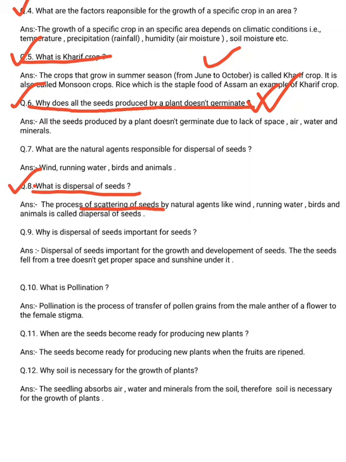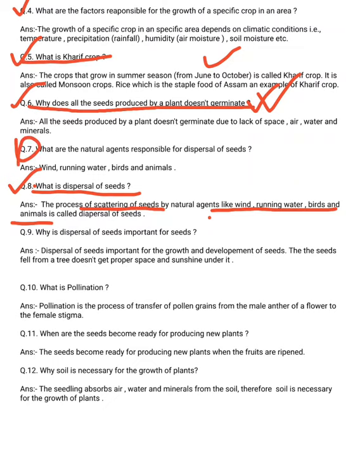Right, so they should be carried to different places. Scattering means spread. So the process of scattering of seeds by natural agents like wind, running water, birds and animals is called dispersal of seeds. Very, very simple.